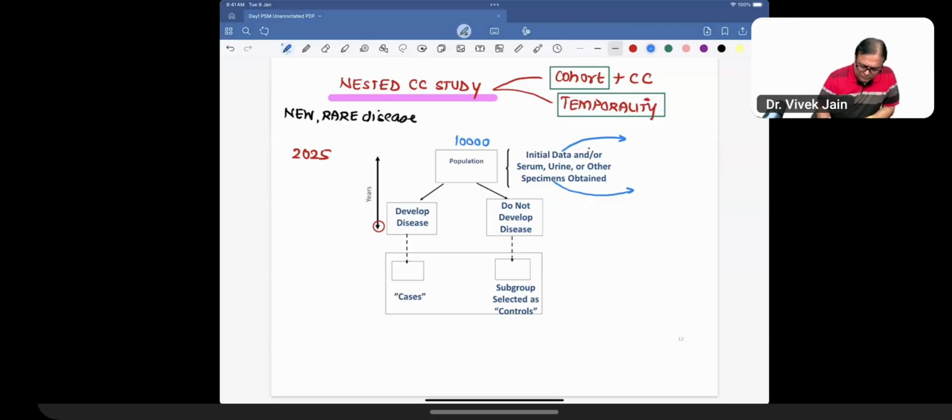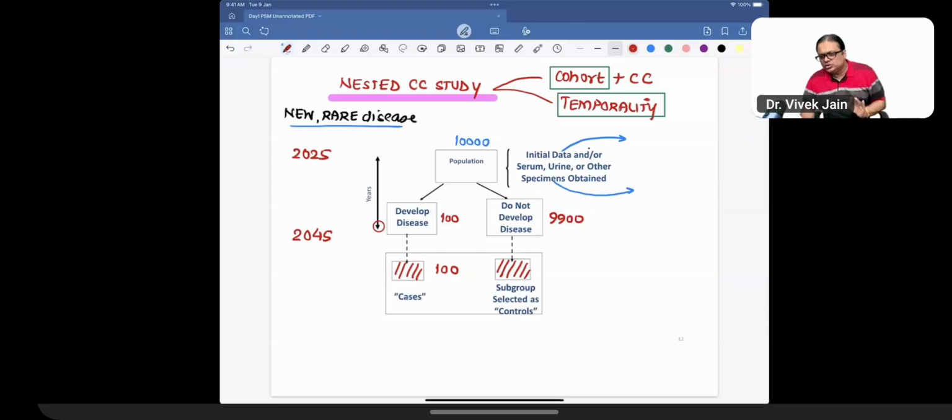When will you stop? When a new rare disease occurs. Suppose after, let us say 20 years, in 2045, 100 people develop a new rare disease. So 9,900 will be healthy. So now we have 100 cases, and from the healthy you can take controls. Can you tell me ideally how many controls should I take?